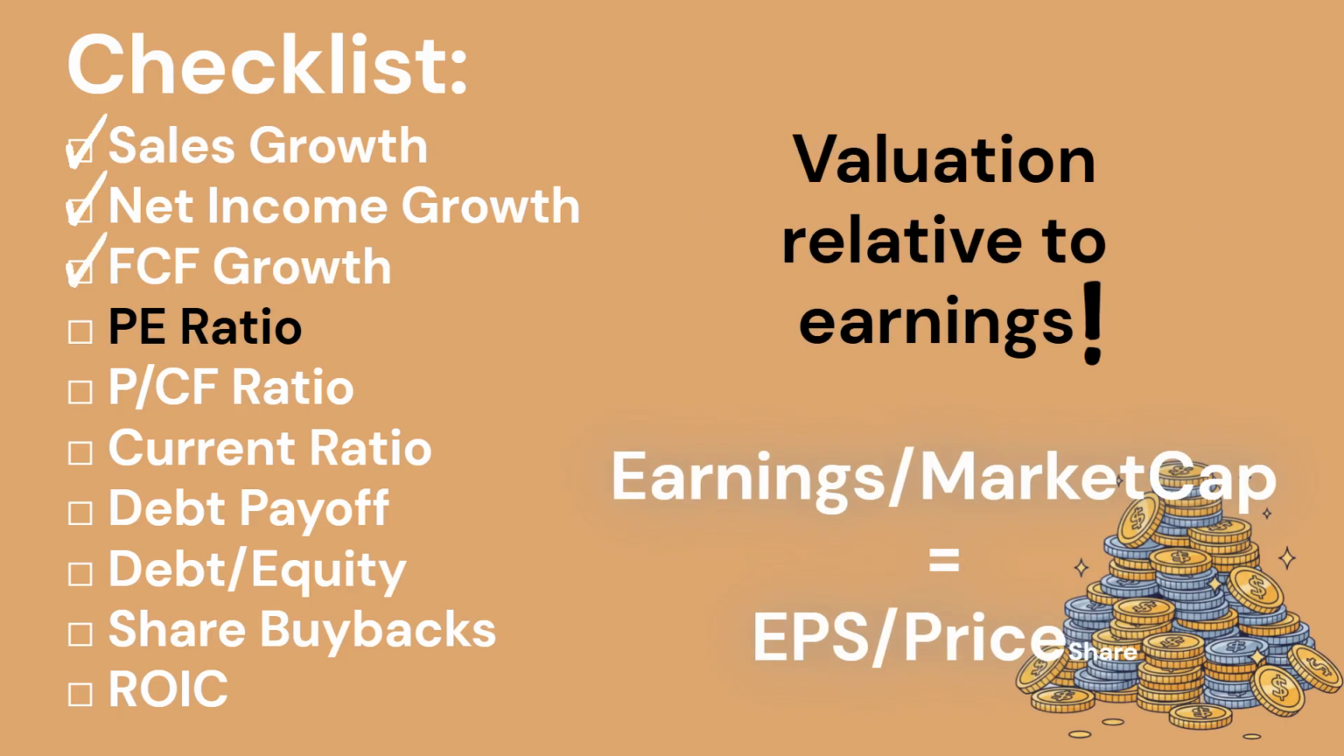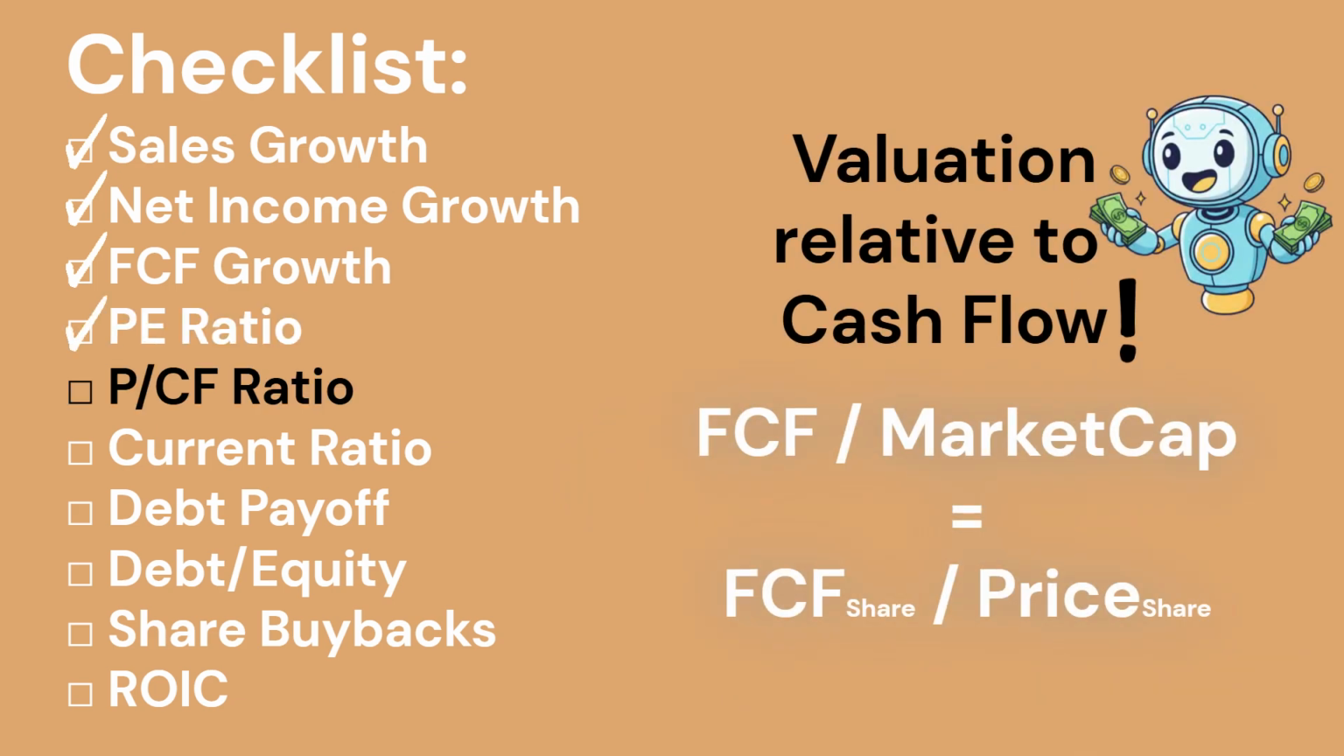The price-to-earnings ratio is a popular valuation metric that compares a company's current stock price to its earnings per share. It helps investors determine if a stock is overvalued, undervalued, or fairly valued relative to its earnings. The price-to-cash flow ratio is a valuation metric that compares a company's current stock price to its cash flow per share. It is less subject to accounting manipulation than net income.